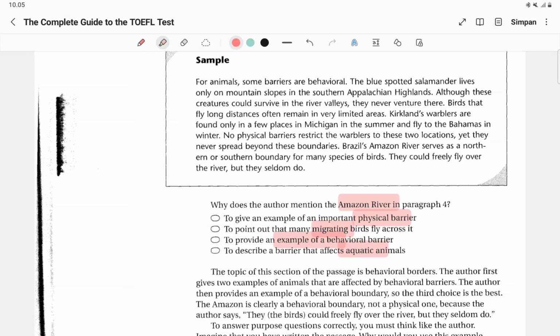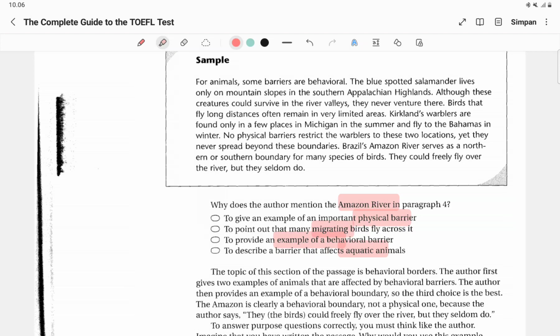For animals, some barriers are behavioral. The blue spotted salamander lives only on mountain slopes in the southern Appalachian highlands. Although these creatures could survive in the river valleys, they never venture there. Birds that fly long distances often remain in very limited areas. Kirtland's warblers are found only in a few places in Michigan in the summer and fly to the Bahamas in winter. No physical barrier restricts the warblers to these two locations, yet they never spread beyond these boundaries.